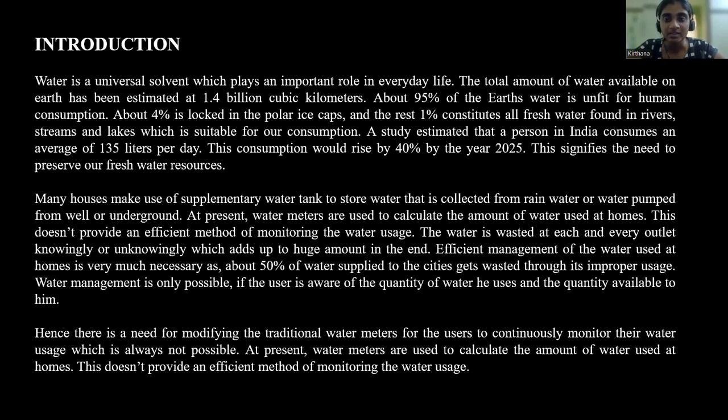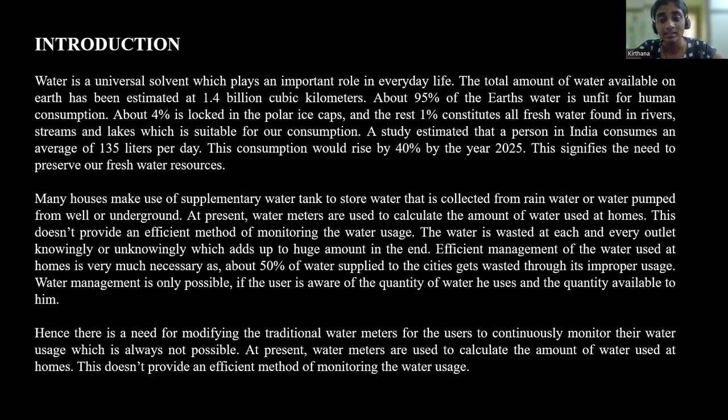A study estimated that a person in India consumes an average of 135 liters per day. This consumption would rise by 40% by the year 2025. This signifies the need to preserve our fresh water resources. Many houses make use of a supplementary water tank to store water that is collected from rainwater or water pumped from a well or underground. At present, water meters are used to calculate the amount of water used at homes. This doesn't provide an efficient method of monitoring the water usage.